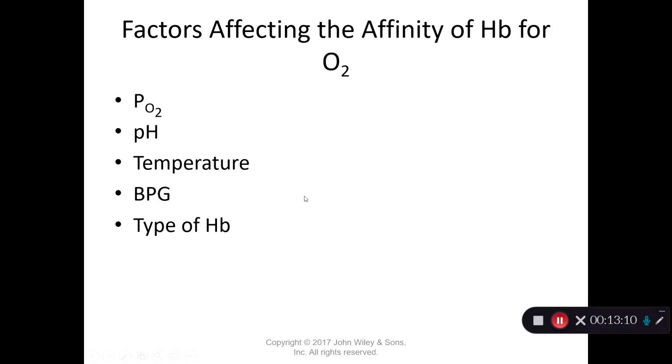So we're going to talk about how oxygen is held onto by hemoglobin and how it's released. I mean, you don't want hemoglobin holding onto that oxygen forever, so what makes hemoglobin let go of it? Well, the pressure of O2 can have an influence, pH can have an influence, temperature, BPG, which we won't be discussing really, and the type of hemoglobin.